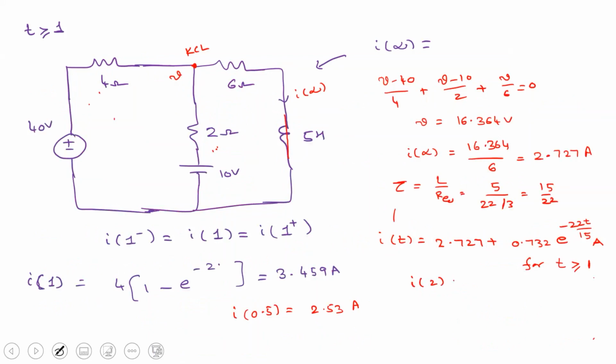For the second case, I at 2 seconds. Sir, here I have a doubt. After 1 second we took a different circuit. For that we found I of 0 and I of infinity, 3.459 and 2.7. We started from t equal to 1 and considered that to be our 0 for this circuit. So in the final equation we should replace t with t minus 1, right sir? Yeah, I'm just changing that one.